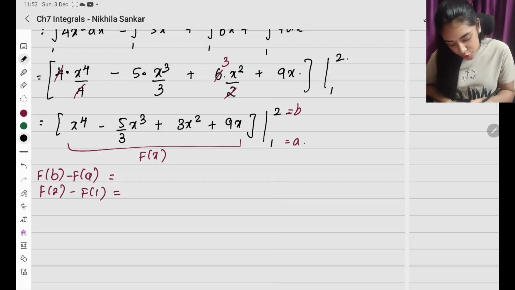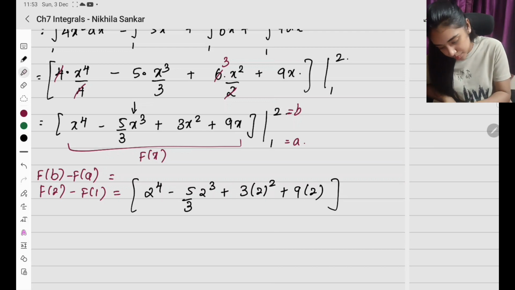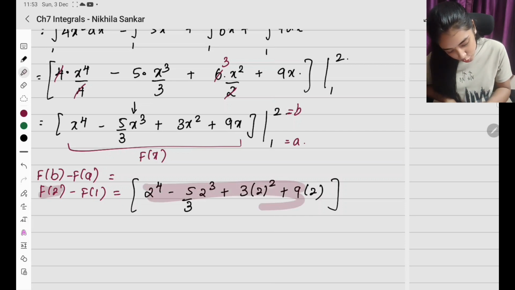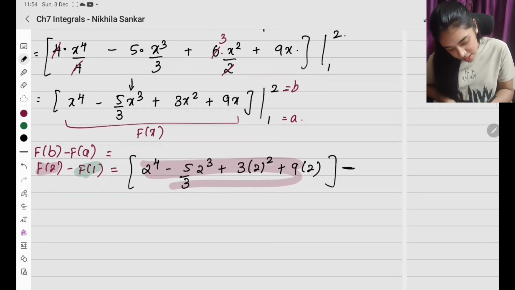Okay, when I substitute, what happens? F of 2 first. So I have 2 power 4 minus 5 by 3, when I substitute it here, 2 cube, plus 3 times 2 square plus 9 times 2. So this is my f of 2. Now f of 1, another f of 1 I'm going to substitute now. I have a minus in between. Minus open bracket again, 1 power 4 minus 5 by 3, 1 cube.